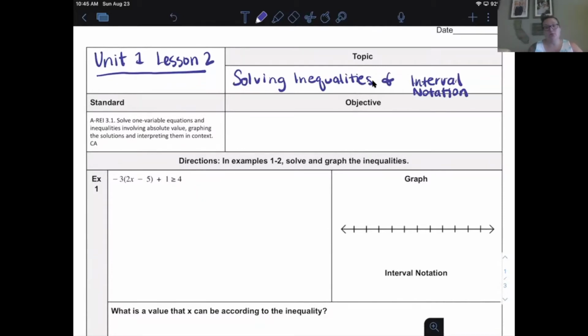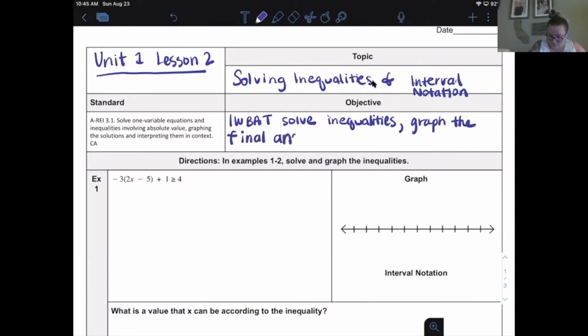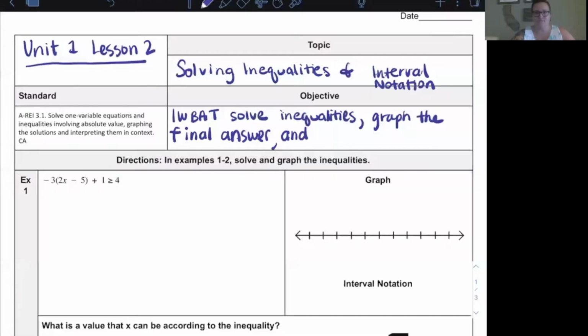So the objective today, what you are going to be learning, and what you should be able to do by the end of this lesson is: I will be able to solve inequalities, graph the final answer, and write the solution set in interval notation.